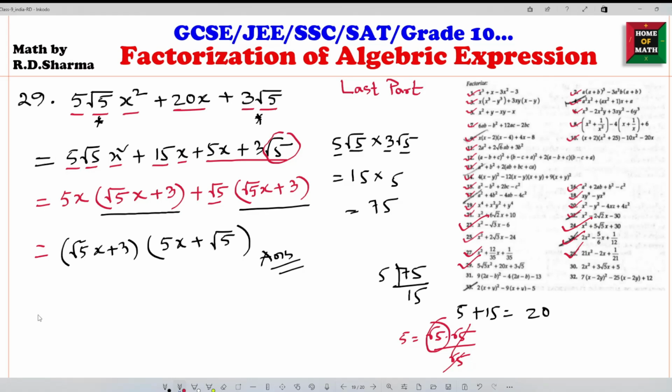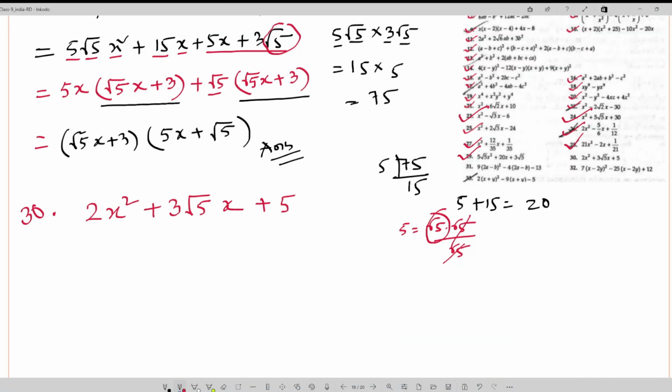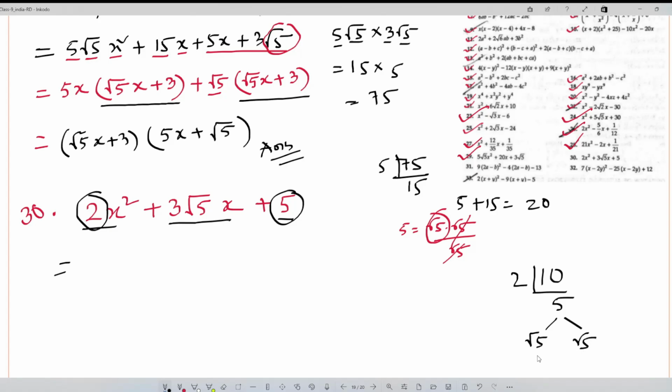Now number 30. Here is 2x square plus 3 root 5x plus 5. So first, this 2 and this 5 will become 10 once we multiply. Then we can divide by 2, so here is 5. Look, here is root 5 in the middle portion. So this 5 we can split as root 5 and root 5. We know root 5 times root 5 will become 5.